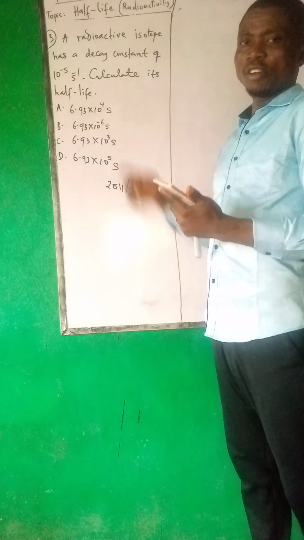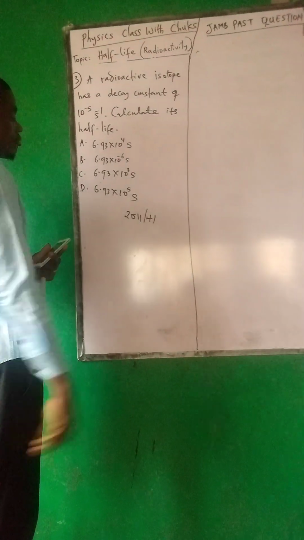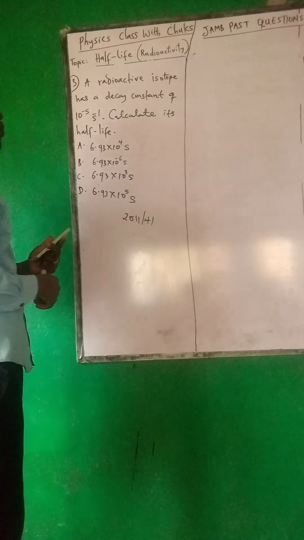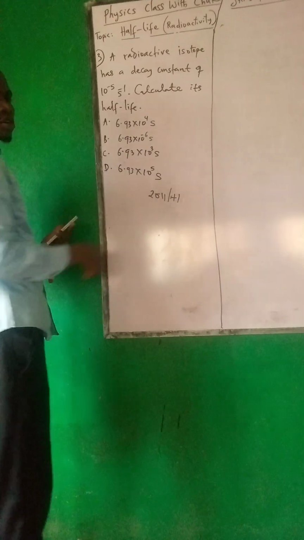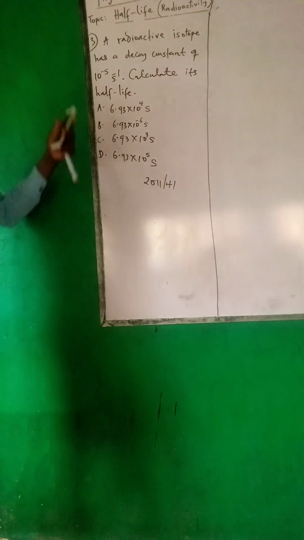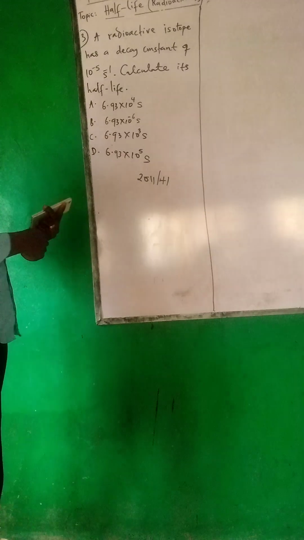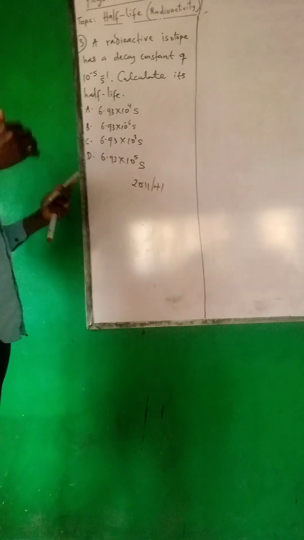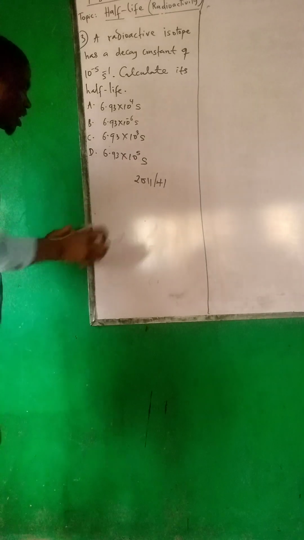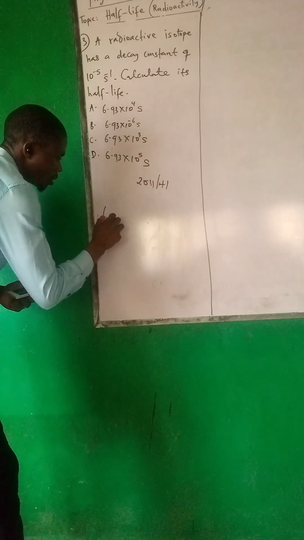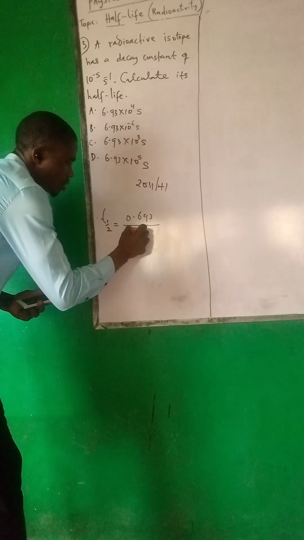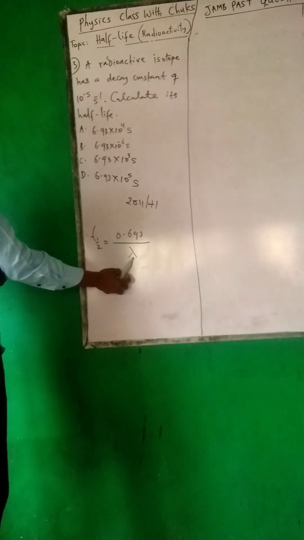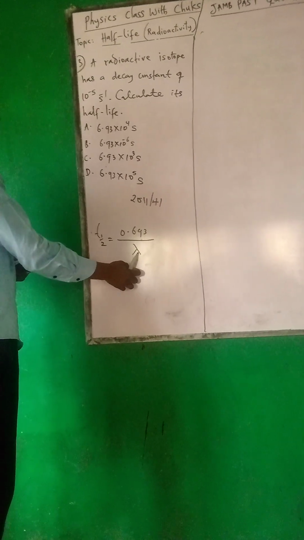So let's solve question 3. This is taken from the year 2011, question number 41. It says, the radioactive isotope has a decay constant of 10 power minus 5 per second. Calculate its half-life. Now these are the options. Now we have the formula for finding the half-life from the decay constant, and that should be half-life equal to 0.693 all over the decay constant. But we are given this, right? And last time I told you that this is measured in per second.